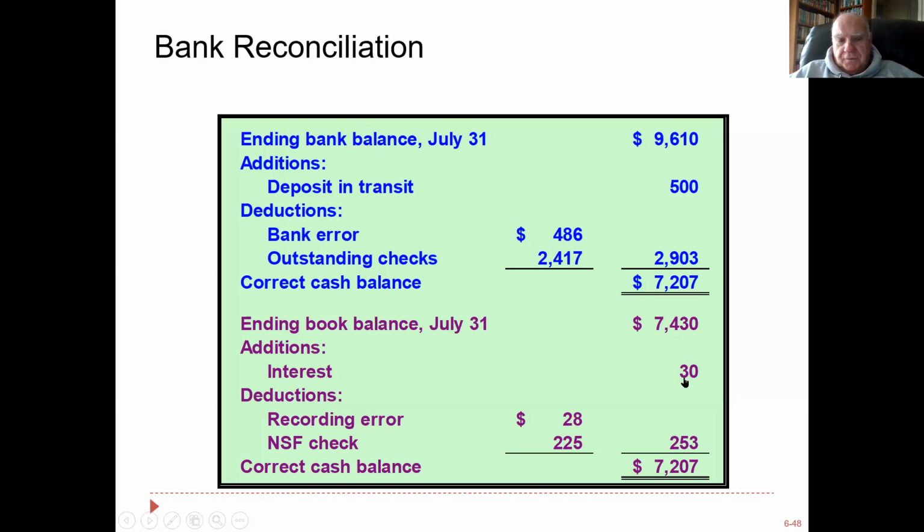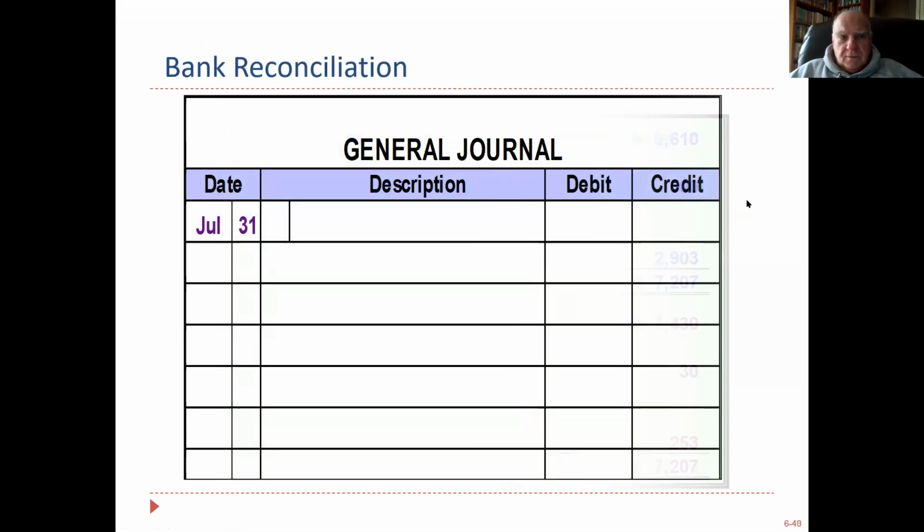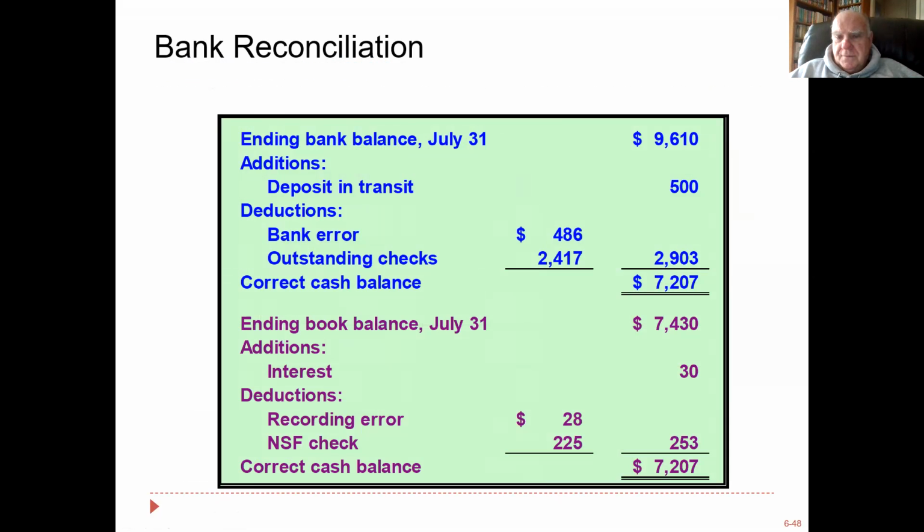We add to the 7430 the 30 in interest. We subtract the NSF check. We have to subtract it. That's $225 that we put into our general ledger. And the bank says, you don't have that money anymore. You never did. And then the $28 was the difference between the 268 and the 240. And it is an error that results in us losing $28 more, if you want to say it that way. We thought we only spent 240. We actually wrote the check for 268. All right. Now we got to write journal entries.